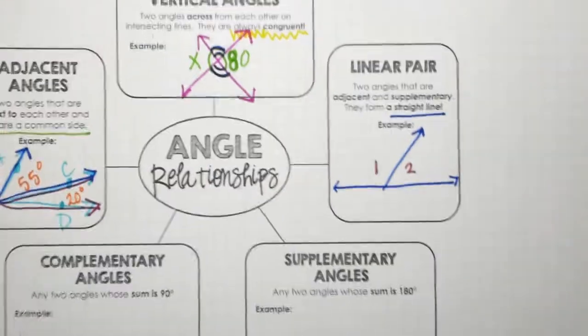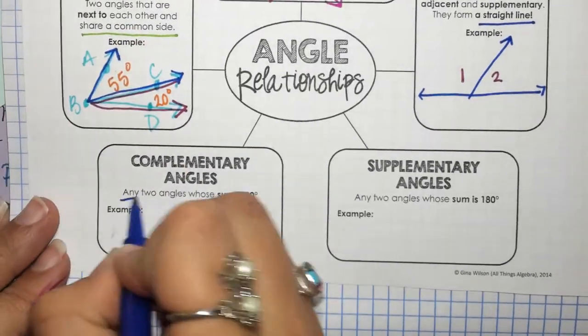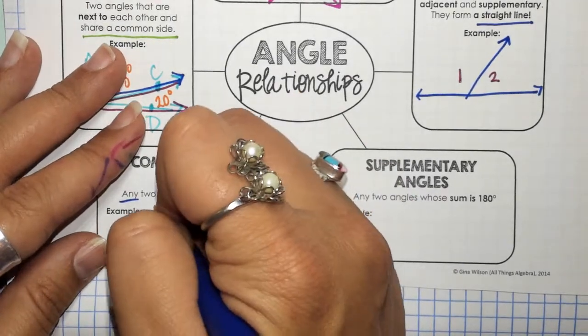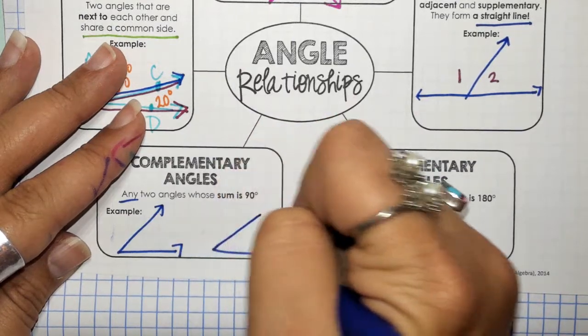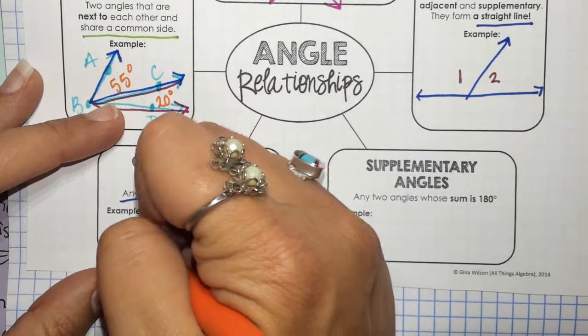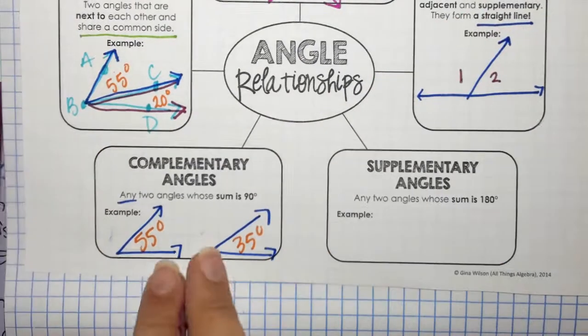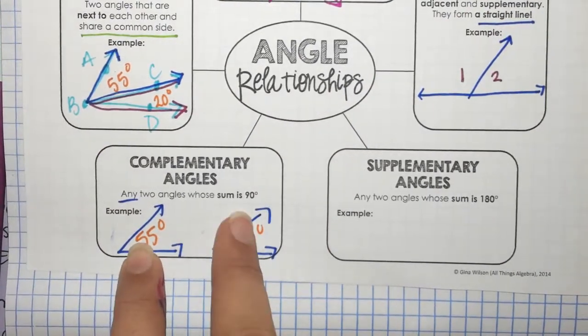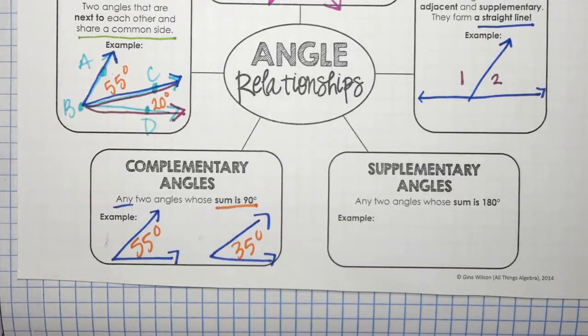All right, do we have any questions on our first three? Are we sure? Okay, so let's look at complementary angles. It says any two angles whose sum is 90. And it says any two angles. So does that mean that they have to be adjacent? No, it's any two angles. So if I had an angle here, and another angle here, and this was 55 degrees, and this was 35 degrees, those two are complementary because you add them together and you get 90 degrees. Because sum means add, right? That's it. That's all you do.